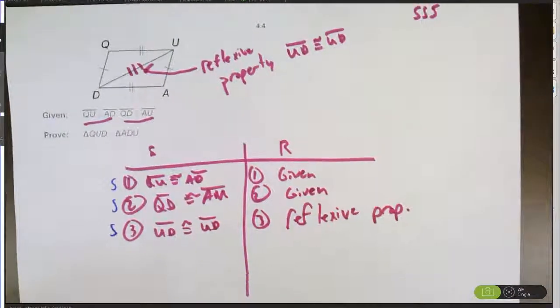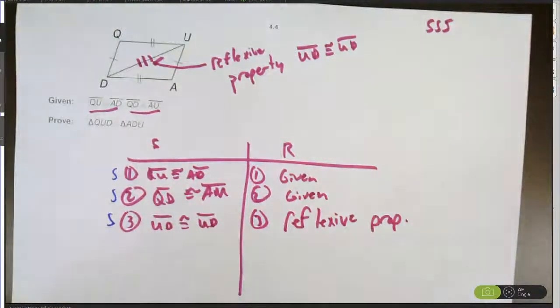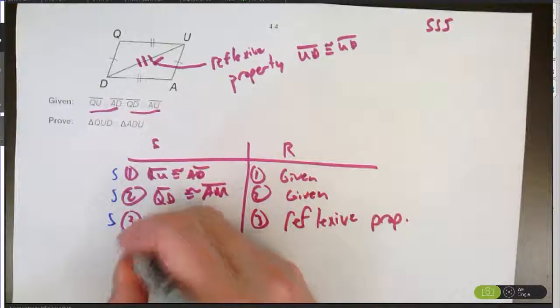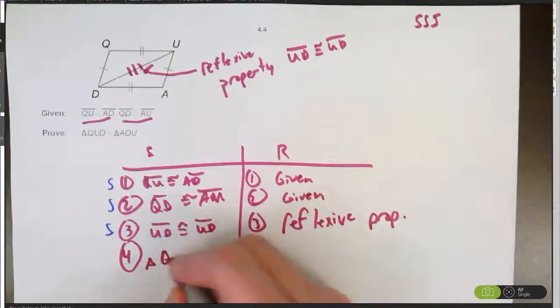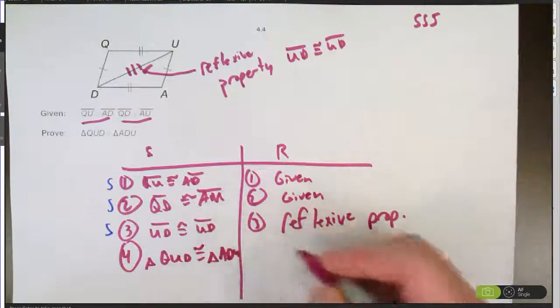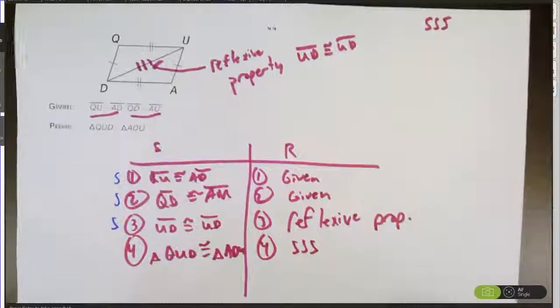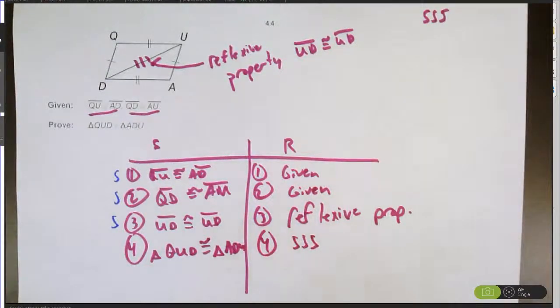Right now, that's the only way we have besides proving all the pairs of angles are also congruent. But this is easier, side-side-side is taken care of. So now that I've gotten side-side-side, I can say triangle QUD is congruent to triangle ADU. Sorry, I ran out of space there. By side-side-side. That might be a little weird right now, but it's going to get a lot easier as we do more and more of these.